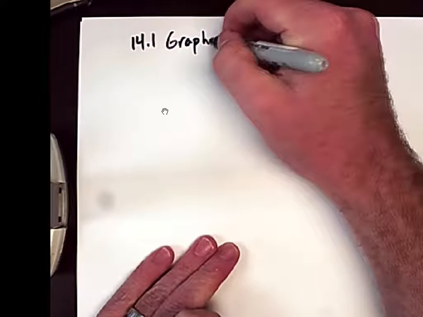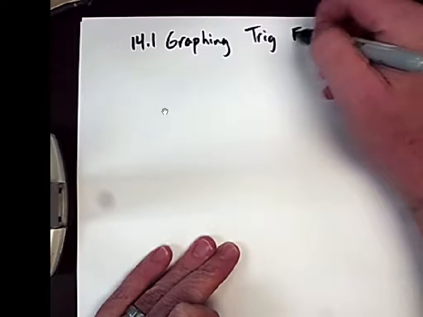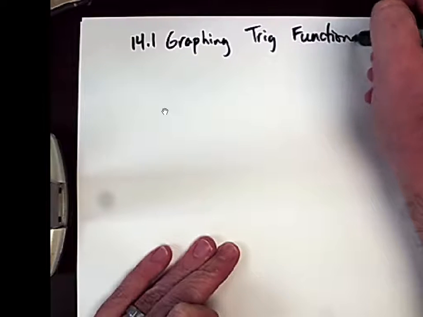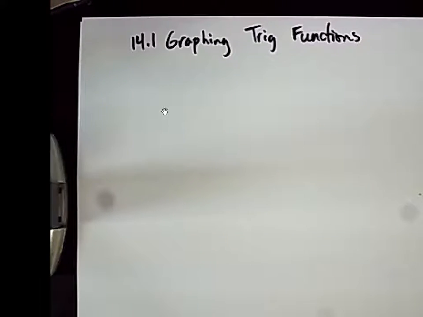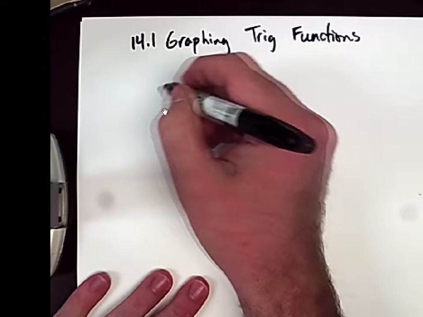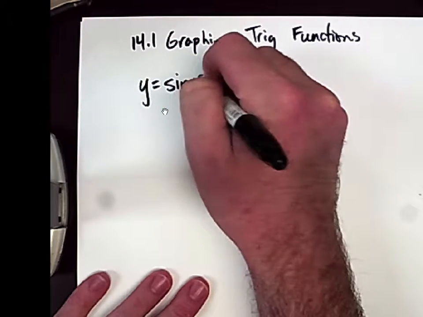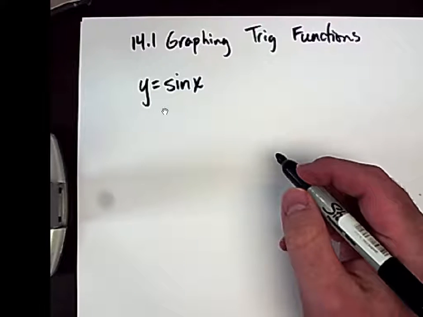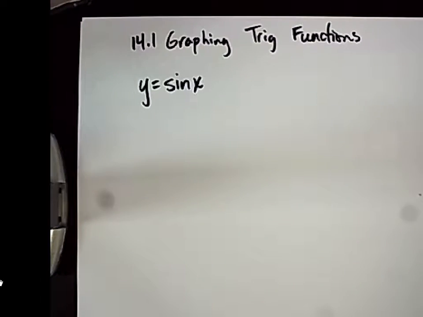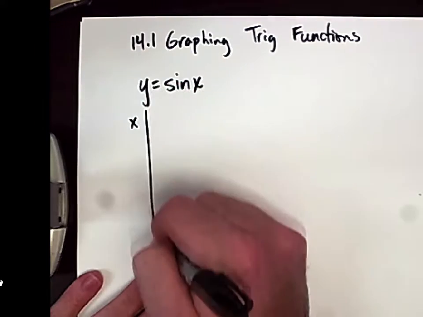All right, so 14.1 is graphing trig functions. Okay, so if you look at the unit circle, let's talk about the function y equals sine of x. Let's just make a t-chart and graph this and look at what it looks like.